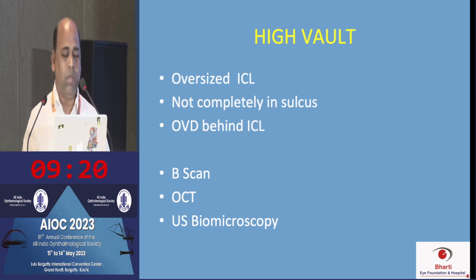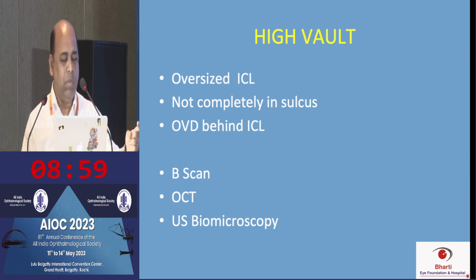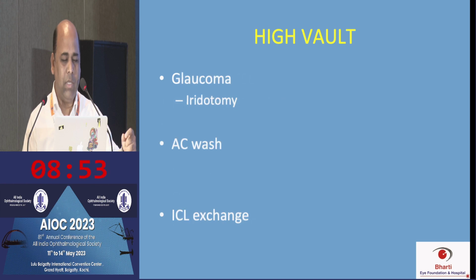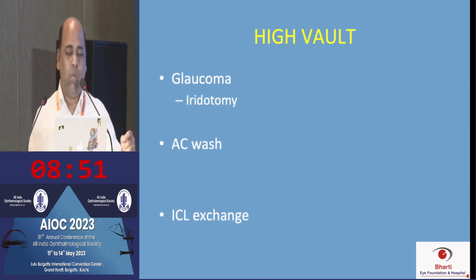In cases of high vault, the ICL is oversized, not completely in the sulcus, and sometimes OVD is behind the ICL. So you have to look for them. If there is more OVD behind the ICL, the pressure will be high, so you need to remove it. If it is too oversized, as Dr. Sri Ganesh told, you can rotate it vertically. And if it is not managed with that also, then you need to explant and put a new ICL of proper size. B-scan, OCT, and UBM help a lot for seeing the vault, position and sizing of the ICL.